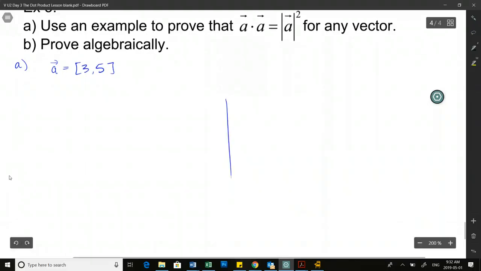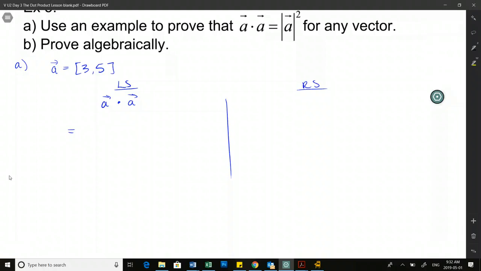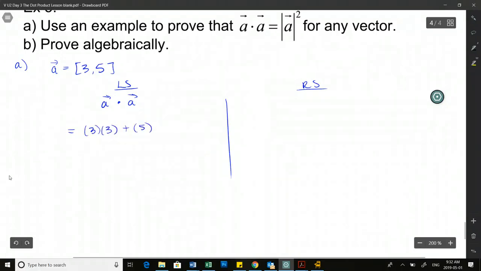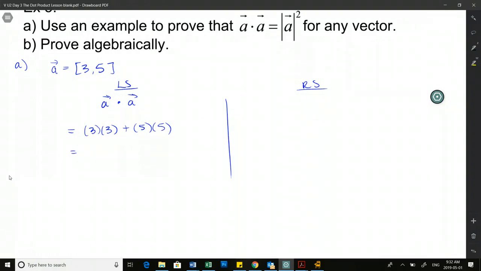So let's start with A dot A. We'll call that the left side, and then we'll do the right side. A dotted with itself means I'm doing the x components multiplied by one another, which is 3 and 3. And I'm adding them to the y components multiplied together, which will be 5 and 5. So here I'm going to get 9 plus 25, and that gives me 34.